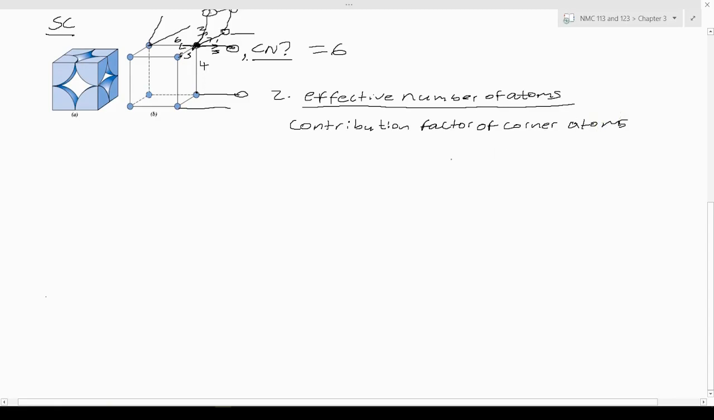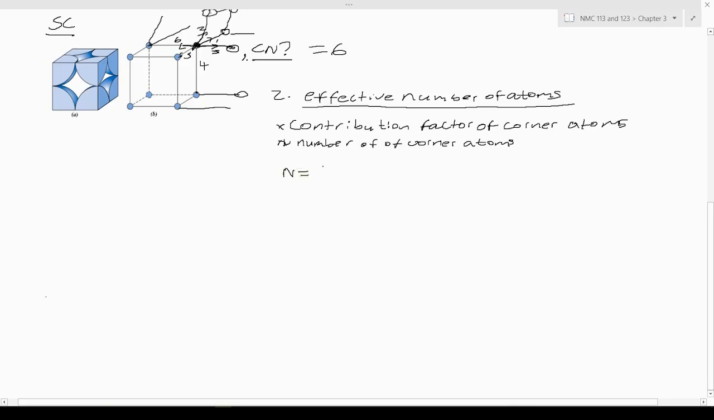Those are the only atoms that you have, and then after you determine the contribution factor, you have to actually get how many atoms there are, right? So you have 8 corner atoms, so the number of corner atoms in this context, or effectively the number of atoms within this unit cell, but we only have corner atoms, hence I'm using that to delineate to you how to determine the effective number of atoms.